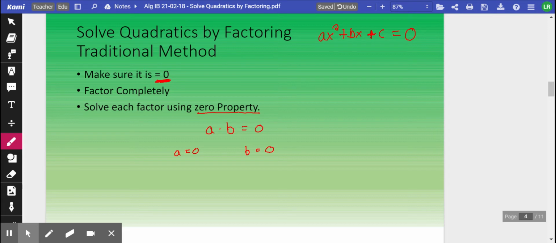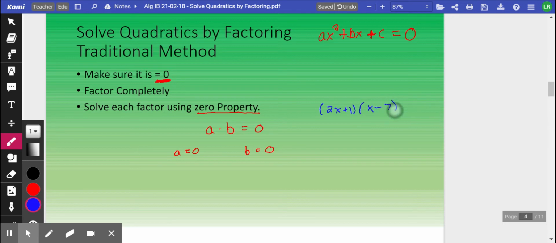Just generally speaking, you're going to eventually get to problems that look like this: 2x plus 1 times x minus 7 equals 0. Essentially what you are going to be doing is breaking this up. Each of these factors becomes a problem. So I'd have 2x plus 1 equals 0, and x minus 7 equals 0, and I'd solve that. And I'm going to get my solution.